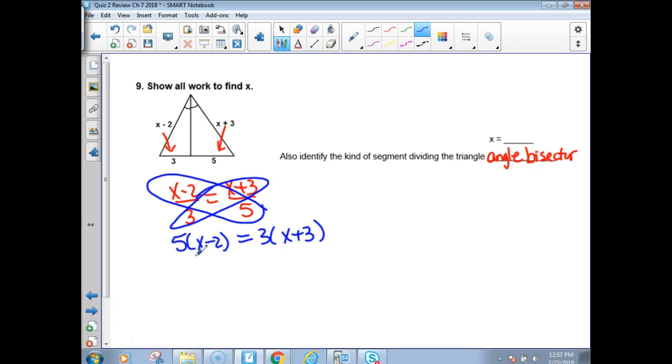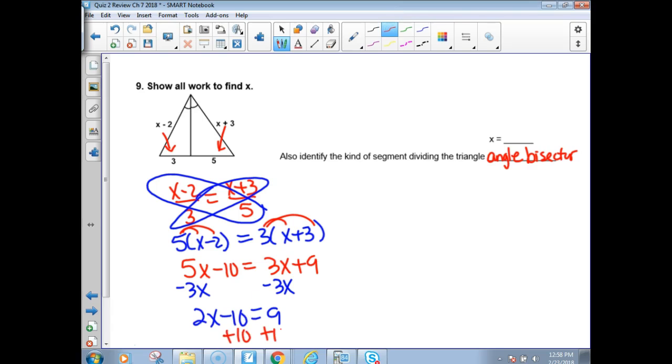I know that most of you have been going ahead and distributing, but I wanted to remind you to be careful and make sure you distribute properly. This would be 5 times x minus 10 on the left side equals 3 times x plus 9. And of course, it doesn't matter what you have on either side as long as you solve correctly. So let's get our x's on the left by subtracting 3x from both sides. If it's on the right, so what? 2 times x minus 10 is equal to 9.